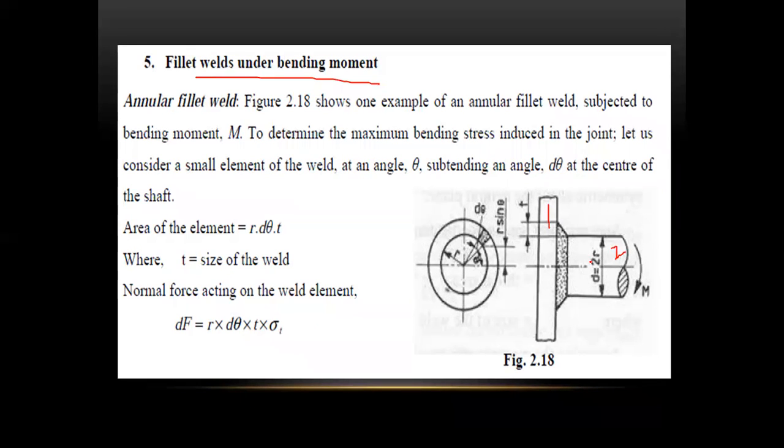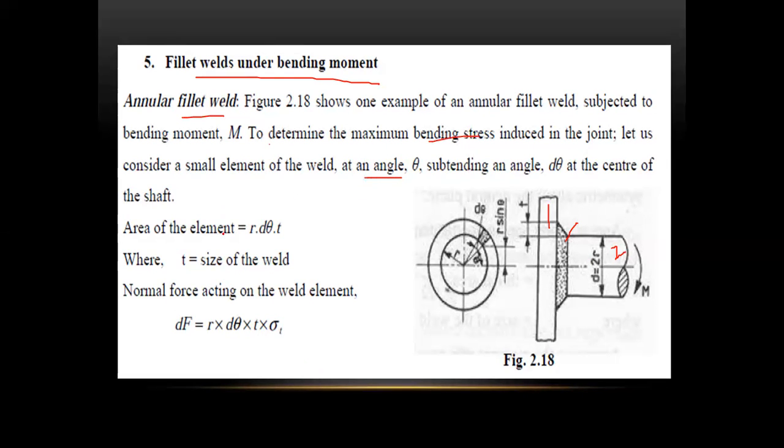So how to get the weld? So you have to weld on all edges of the object. Then only you can get this type of welded joint. Okay, that is D is equal to R. Now the annular fillet weld is subjected to the bending moment M. To determine the maximum bending stress induced in the joint, let us consider a small element in the weld that is at the theta angle.